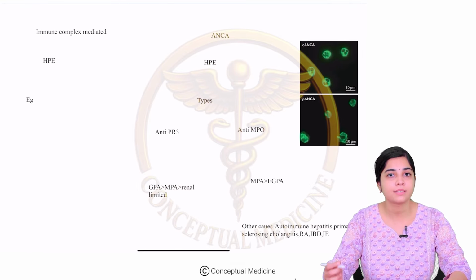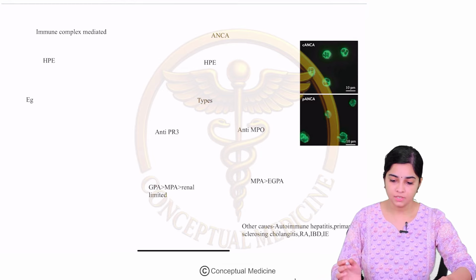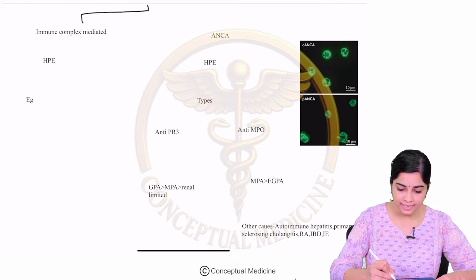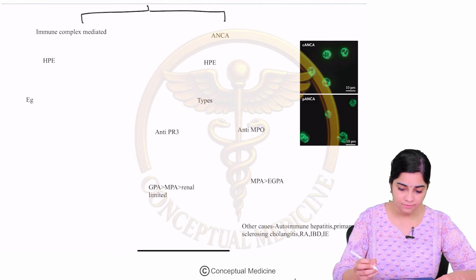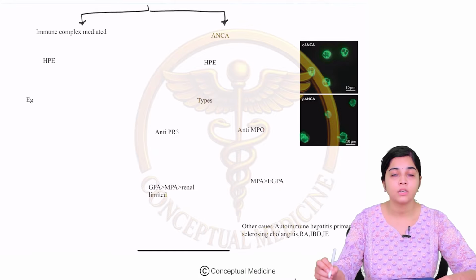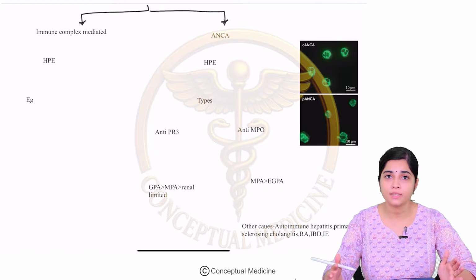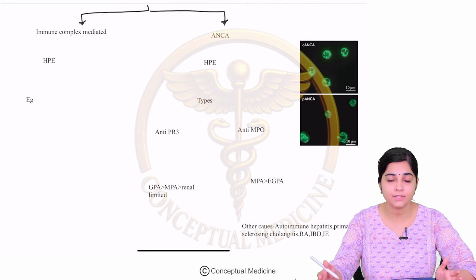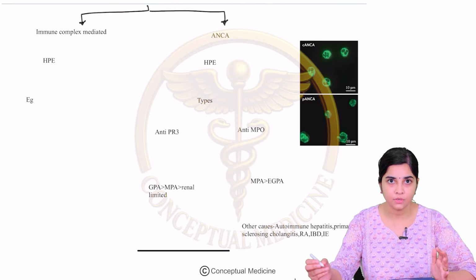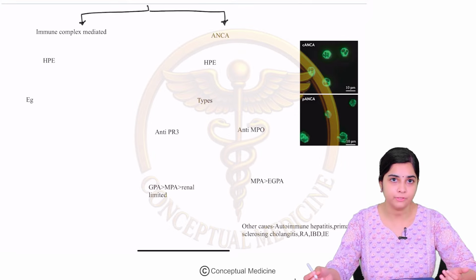We had learnt in the revised Chapel Hill criteria that small vessel vasculitis can be classified as immune complex mediated vasculitis and ANCA-associated vasculitis. So the basic difference in your classification is that one set is an immune complex mediated vasculitis, the other is an ANCA predominant vasculitis. So how are these two different?